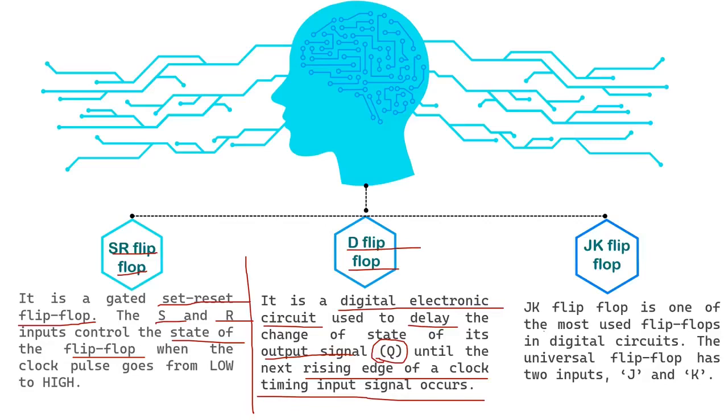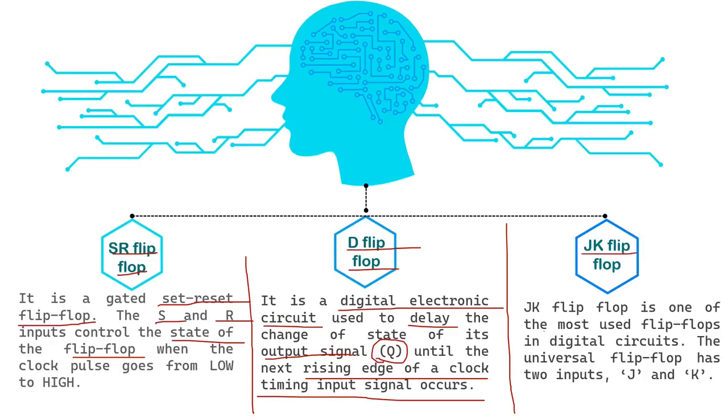Output will not be changed. Its change will be delayed until the next rising edge of the clock timing input signal. Okay, so this is all about D flip-flop. It is just used to delay the change of the output signal until the clock timing changes, until the next rising edge of the clock.